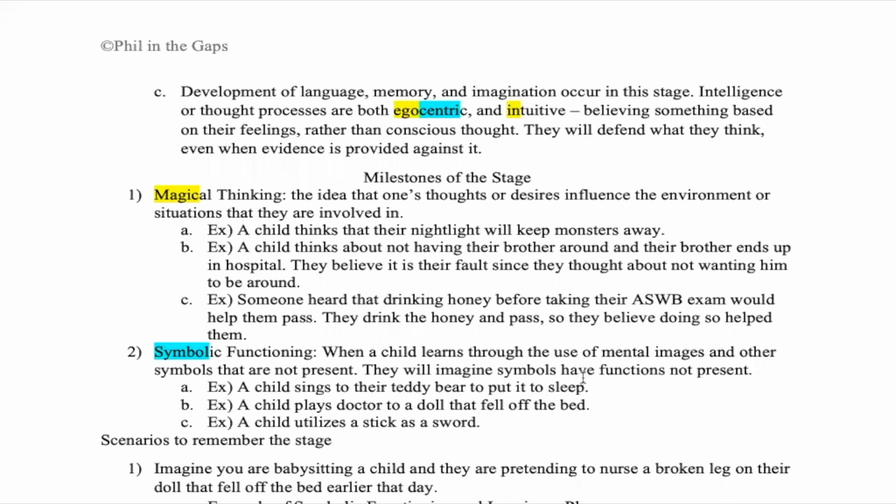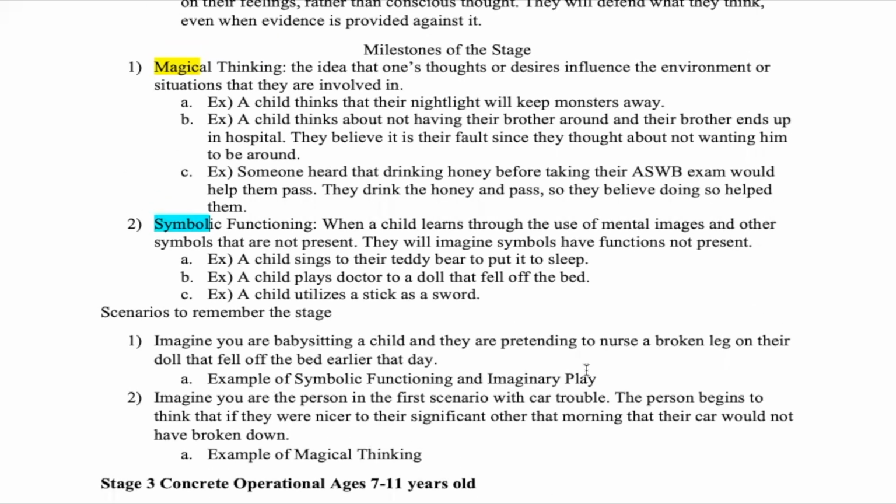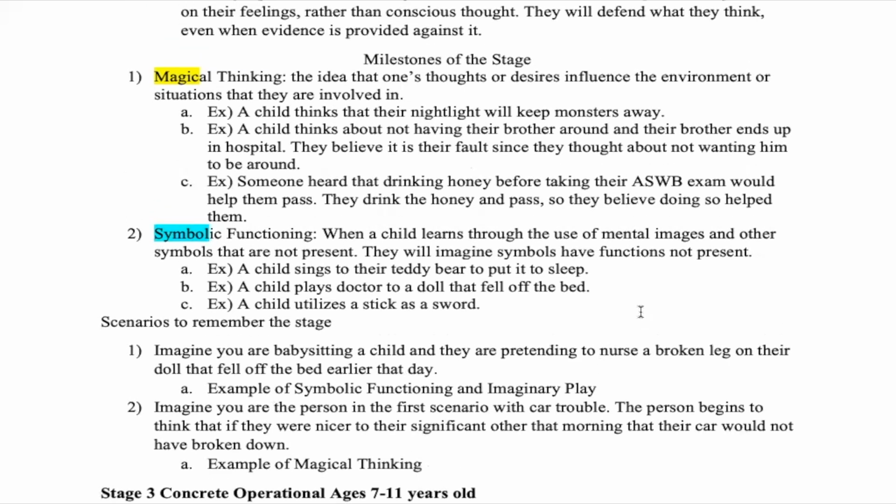A couple of scenarios to remember this stage. First one, imagine you are babysitting a child and they are pretending to nurse a broken leg on their doll that fell off the bed earlier that day. So it's an example of symbolic functioning in imaginary play, because again, they are allowing for the doll to have humanistic characteristics and saying, you know what, this doll has a broken leg, it's in pain, I now need to mend and tend to this doll or it will die.